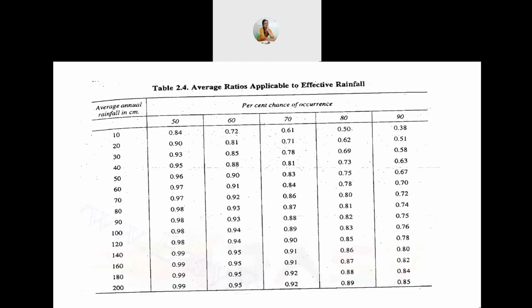This is the table which shows the average ratios applicable to effective rainfall, with the headings average annual rainfall in centimeters and percent chance of occurrence of the rainfall.